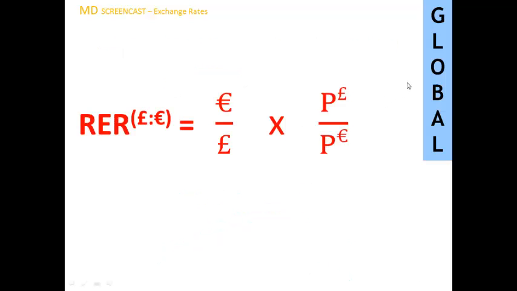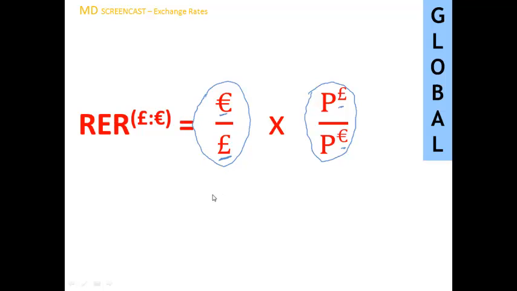I'll use the equation that shows the value of the pound in terms of euros, where £1 would be valued in terms of euros and shown by the fraction euros over pounds. Now clearly then we multiply that by the price relationship between the price of a good in pounds and the price of a good in euros.